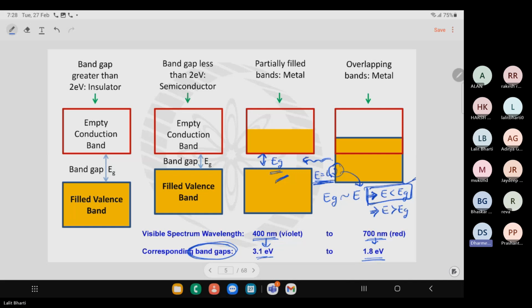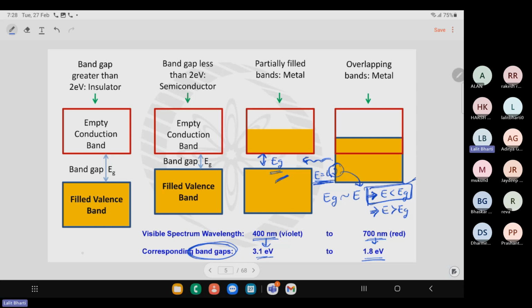Actually, during the lecture, sir has taken one example regarding insulators. Like suppose at 4.5 electron volt we have taken for the insulator. So in that case, it will be transparent. Yes, it can.